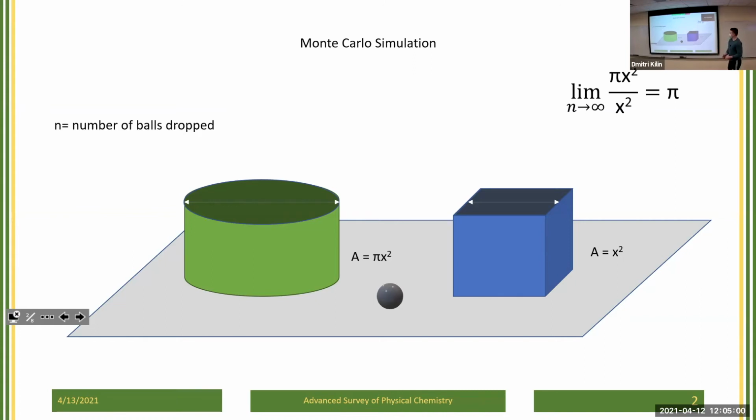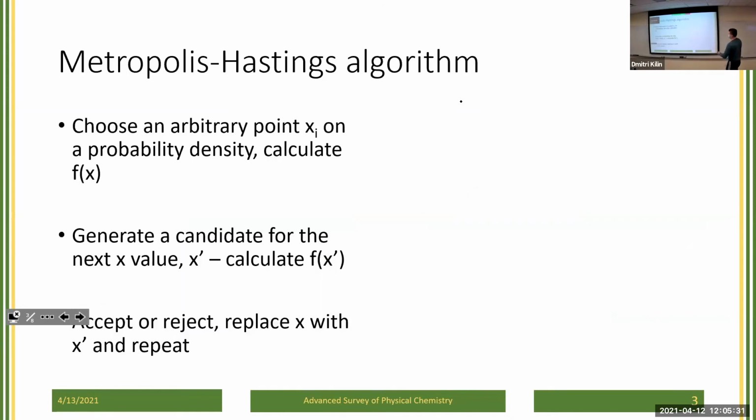So what we can see is that since the cross-sectional area of the circle is pi times x squared, where the square is x squared, as we drop an infinite number of balls, the ratio between the number of balls in each container will approach pi. And so this is how we can use random numbers to approach some given value.